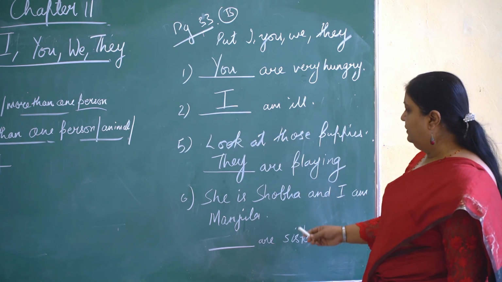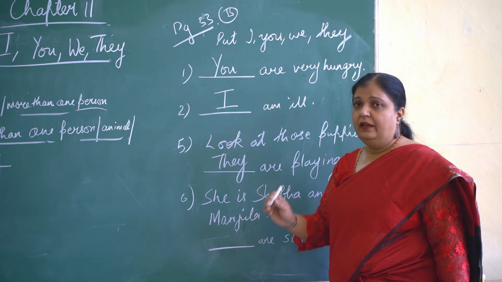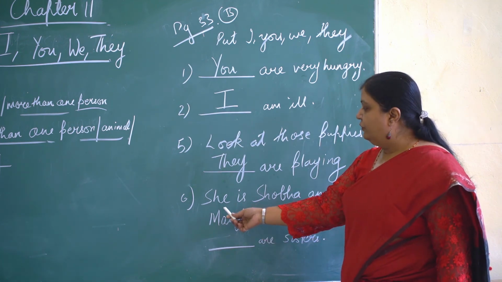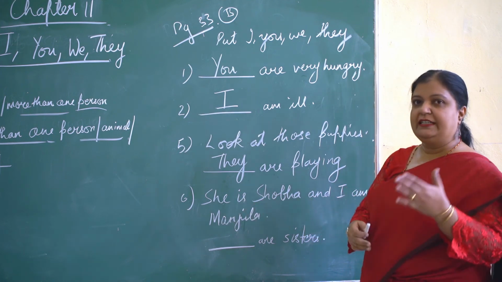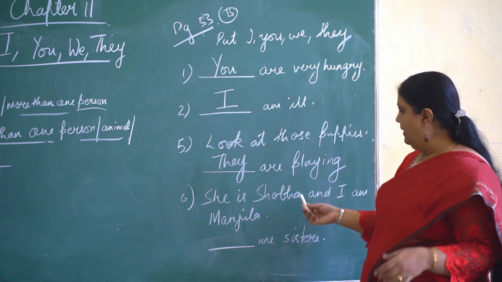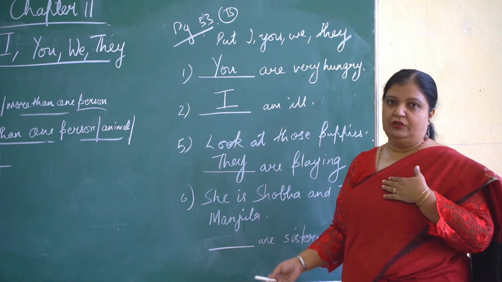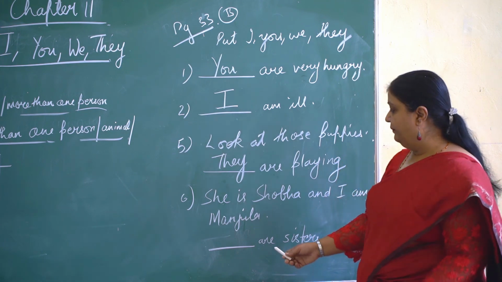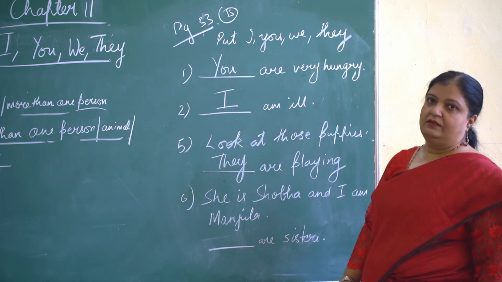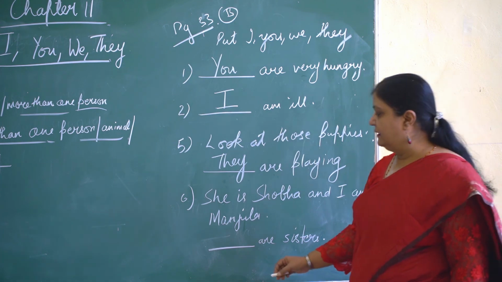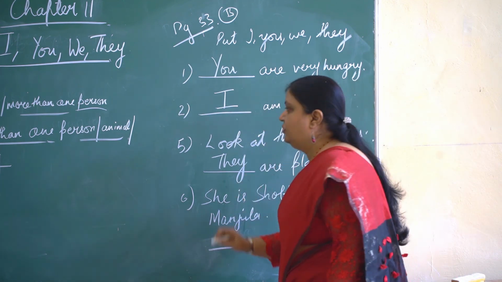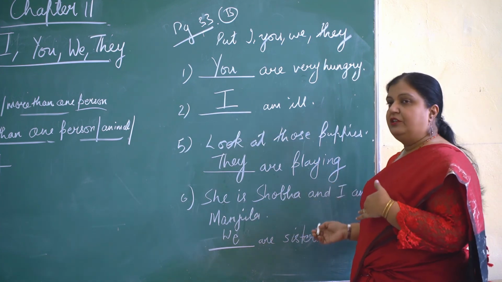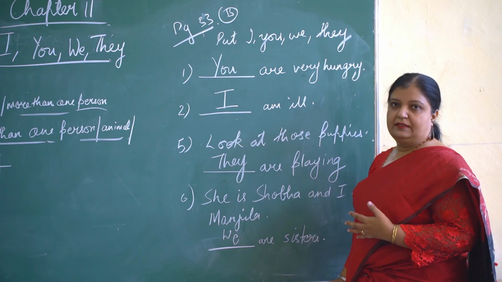Then sixth picture, two girls are there. One girl is Manjula. So what is she saying? She is telling that she is Shobha and I am Manjula. Dash are sisters. We are sisters. Because she is telling about herself that she is Shobha and I am Manjula. So we both are sisters.